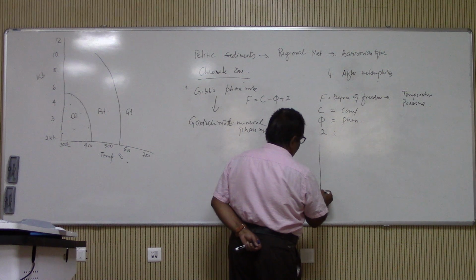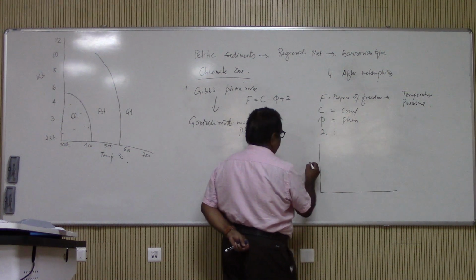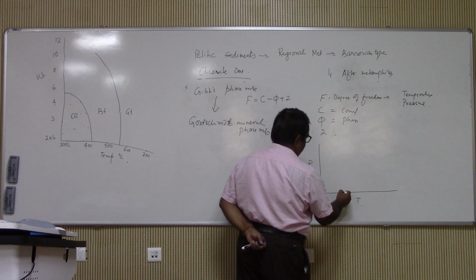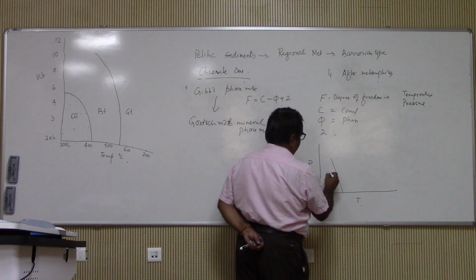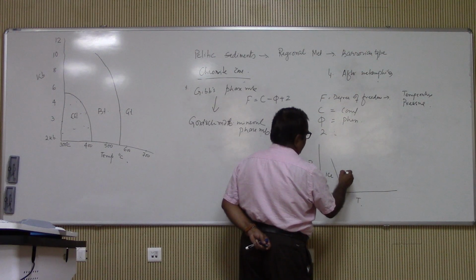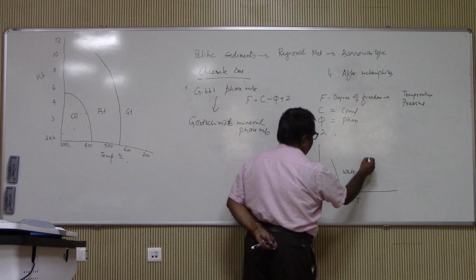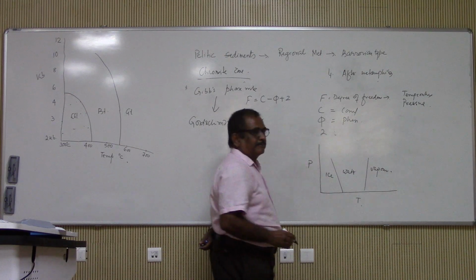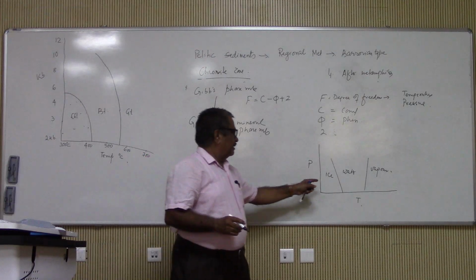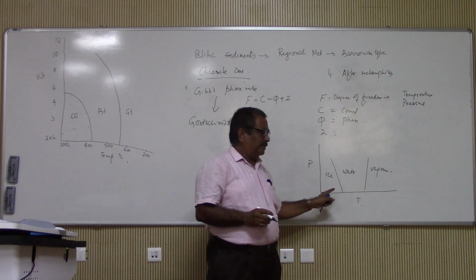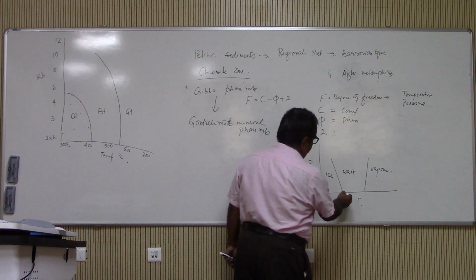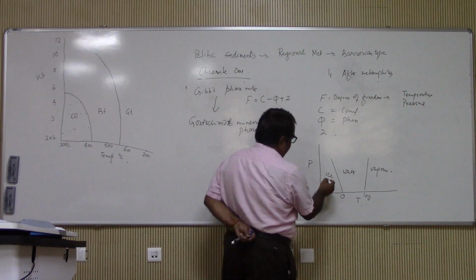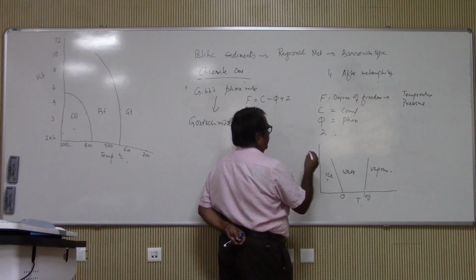Suppose in the water system, you know, pressure and temperature is there. So here is your ice. This is water. This is gas, vapor. If temperature increases, the water changes its phase. Initially this will be 0, this will be 100. So if I take a point here, number 1 point.